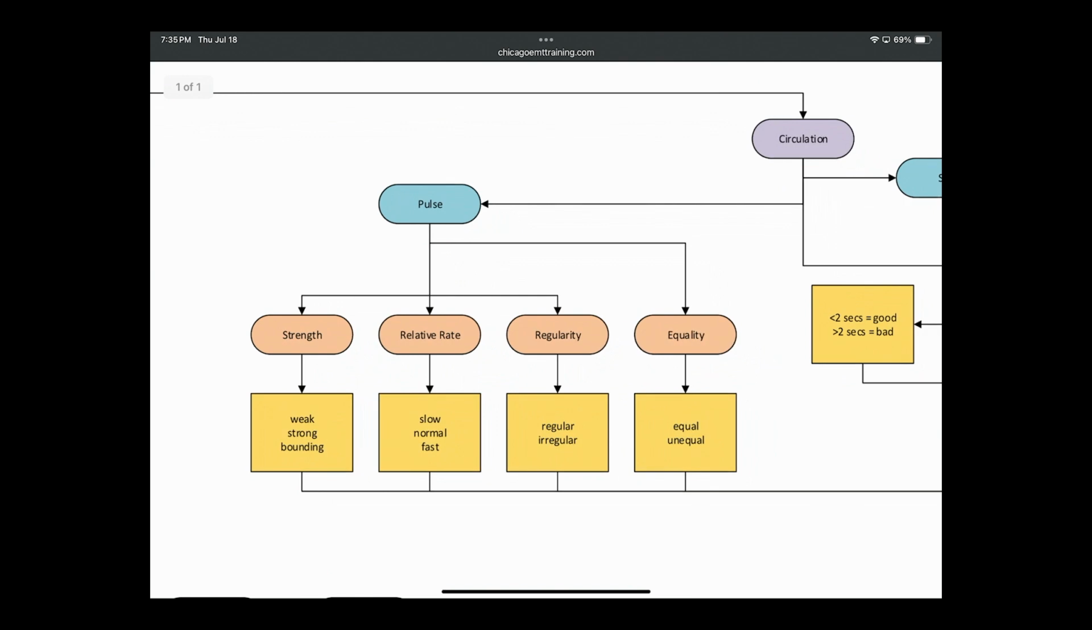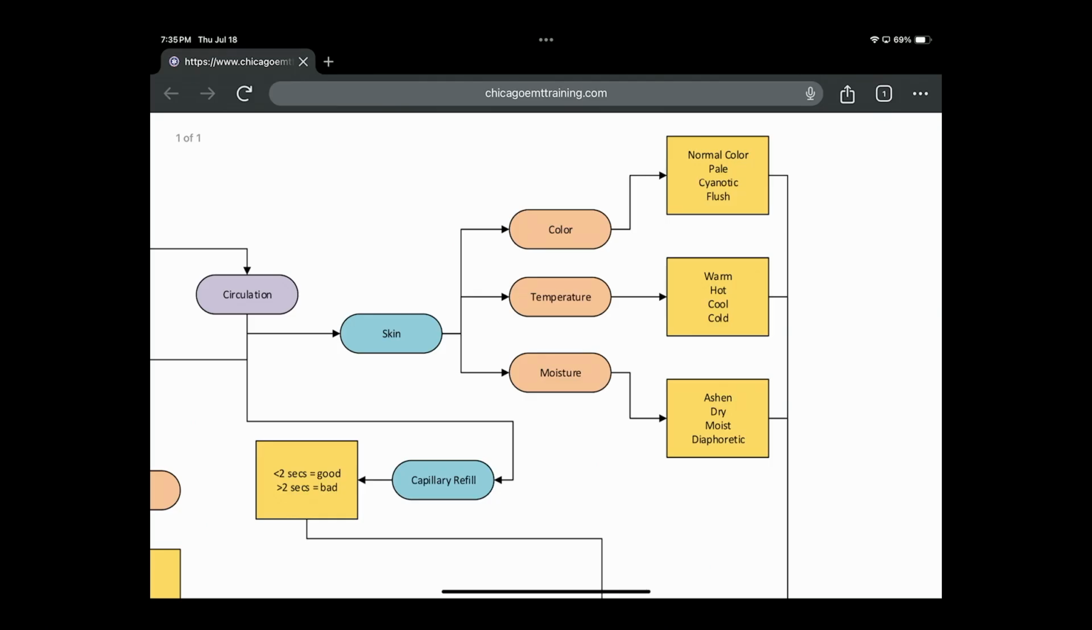So under the pulse strength, it can either be weak, strong, or bounding. Under pulse relative rate, slow, normal, or fast. Regularity, well, it's either regular or irregular. And with equality, you're comparing the left side to the right side, and there are certain conditions that can cause unequal pulses. Right?